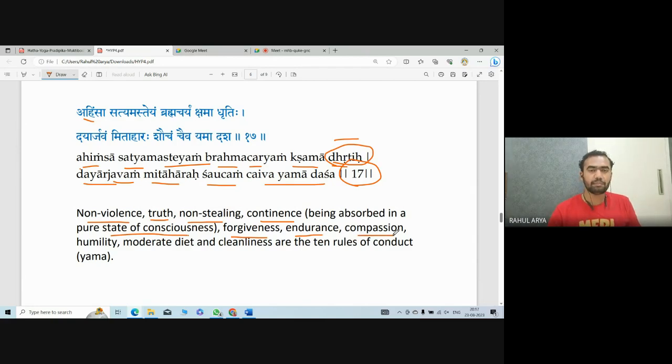Daya, compassion. Arjava, another name is politeness, and we can also say humility. A polite nature should be in the yogi, not rudeness. Mitahara, moderate diet. Shaucham means cleanliness. He should not be too dirty. He should be clean, and his home and his environment should be clean also. These are the 10 kinds of yama that a yogi practicing Hatha Yoga should follow, these rules.